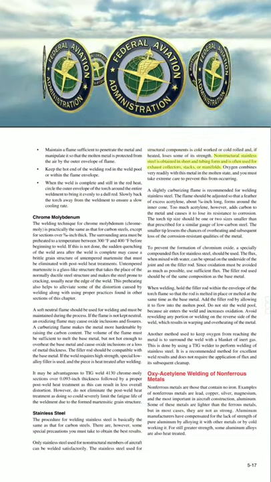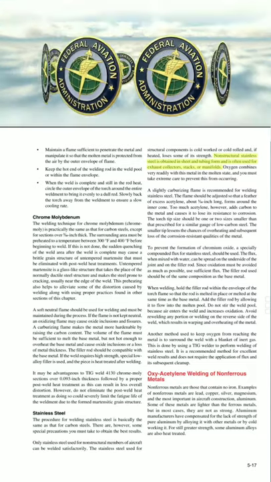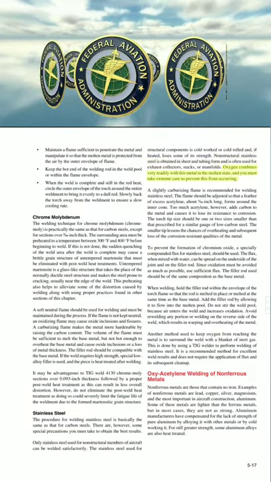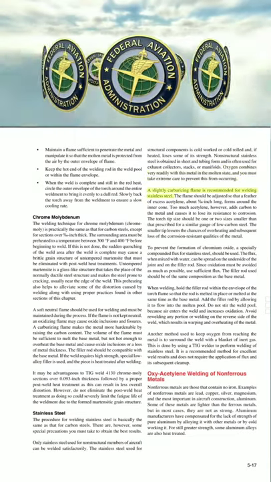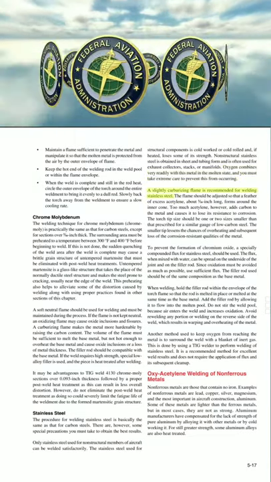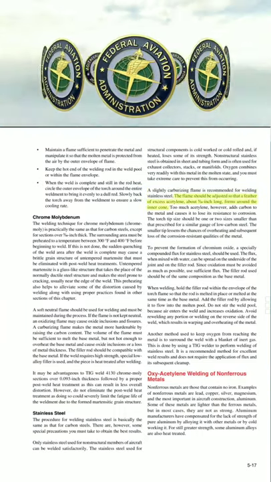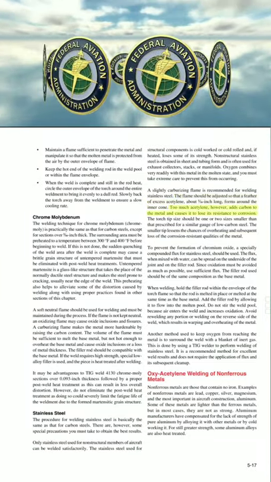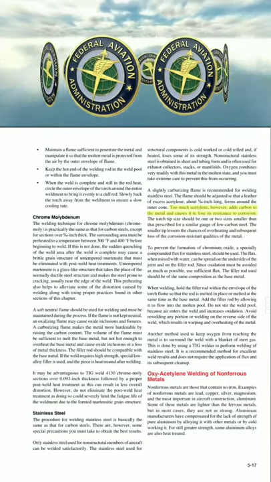strength. Non-structural stainless steel is obtained in sheet and tubing form and is often used for exhaust collectors, stacks, or manifolds. Oxygen combines very readily with this metal in the molten state, and you must take extreme care to prevent this from occurring. A slightly carburizing flame is recommended for welding stainless steel. The flame should be adjusted so that a feather of excess acetylene, about 1/16-inch long, forms around the inner cone. Too much acetylene, however, adds carbon to the metal and causes it to lose its resistance to corrosion.